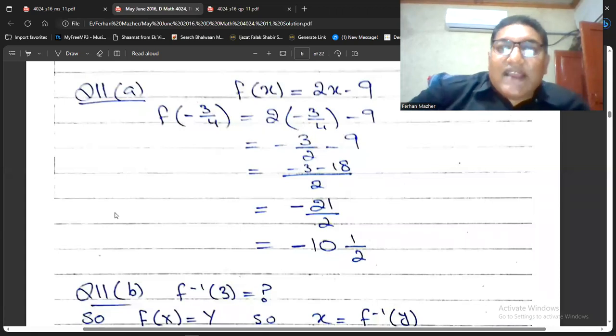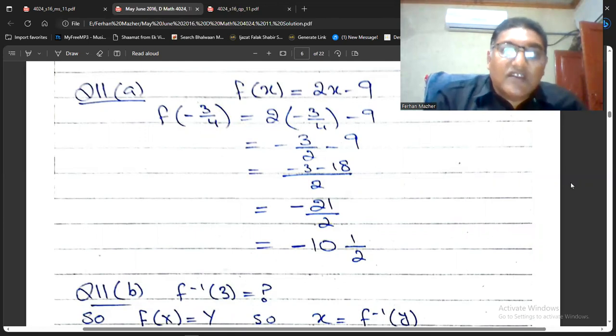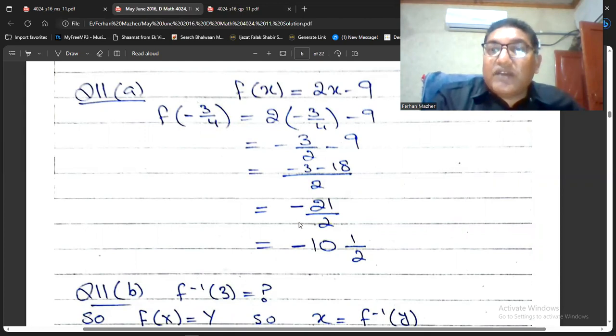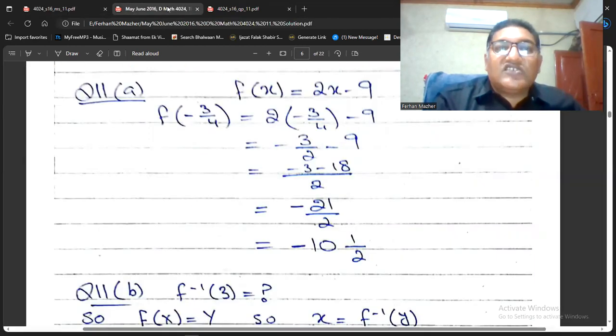So 2 and 4 will be cancelled. So you will have minus 3/2 minus 9. Take the LCM. So you will have minus 3 minus 18, the whole thing divided by 2. It will be minus 21/2. That is minus 10.5, or you can say minus 10 whole 1/2. Minus 10 whole 1/2 is the right answer, sir. This is the solution of this function question.